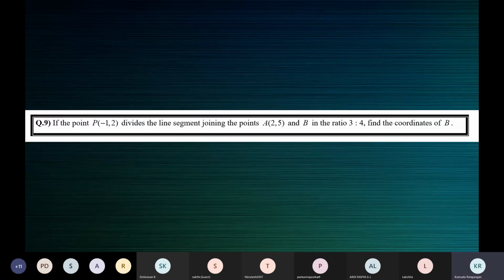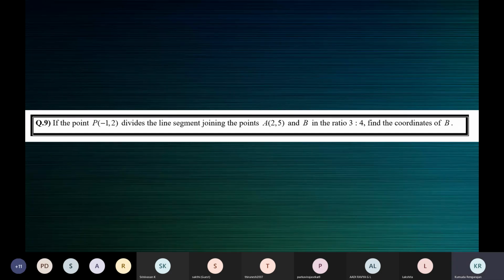If the point P (-1, 2) divides the line segment joining the points A (2, 5) and B in the ratio 3:4, find the coordinates of B. So here the address of one endpoint is given, A (2, 5). The address of the other endpoint B is not given completely. You do not know the address of B, but you know all the other things. You know the ratio is 3:4. You know the point of division is P and its address is (-1, 2).